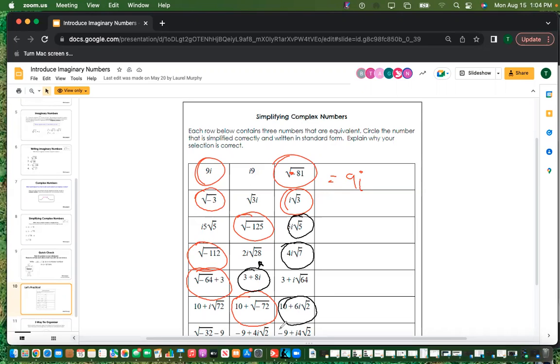Tomorrow, I'm going to teach you a little cheat code way to do this. So if you're struggling with simplifying them, that's okay. Tomorrow, I'm going to make it a little bit easier.